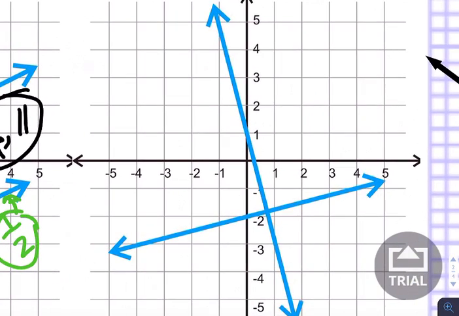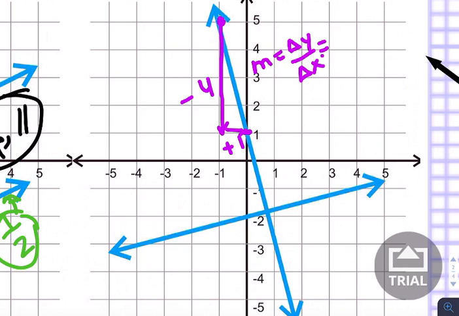Perpendicular is going to work in a similar fashion. We're going to have to find a couple slopes here. So let's take this slanty line. Let's take that to be our first point. Let's take that to be our second. And so it looks like we're going to drop down 1, 2, 3, 4, and then head over 1. And so our change in y over change in x for the top one will be negative 4 over 1.